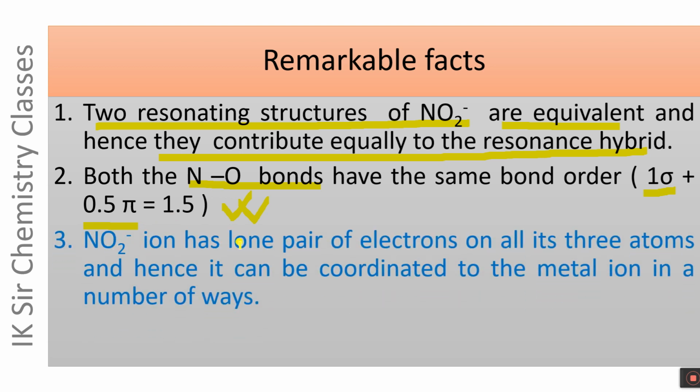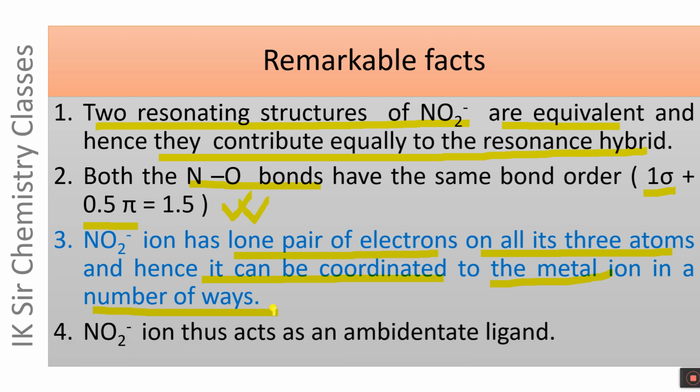NO2 minus ion has lone pair of electrons on all its 3 atoms, on nitrogen atom as well as both the oxygen atoms. Lone pair of electrons are present, and hence NO2 minus ion can be coordinated to the metal ion in a number of ways, and such ligands are called ambidentate ligand. NO2 minus ion is thus an ambidentate ligand.